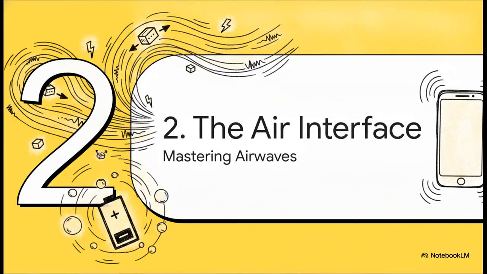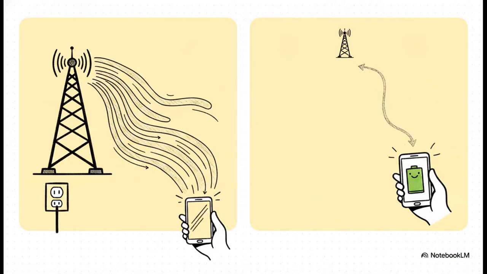Section 2. Mastering the air interface. So how exactly do we push that much data through the air without breaking the laws of physics or completely draining your phone battery? Well, we use dueling air interfaces. We use OFDMA for massive data downloads from the tower, but we actually switch to SC-FDMA on the uplink to save your battery. This asymmetrical design is honestly one of the smartest choices in modern telecom.